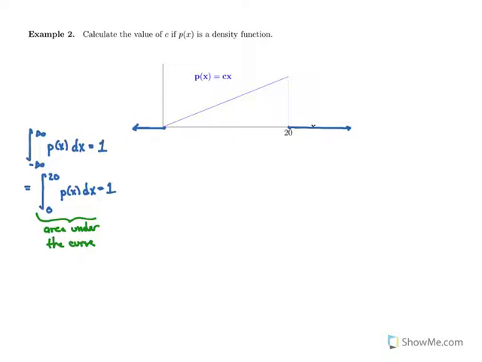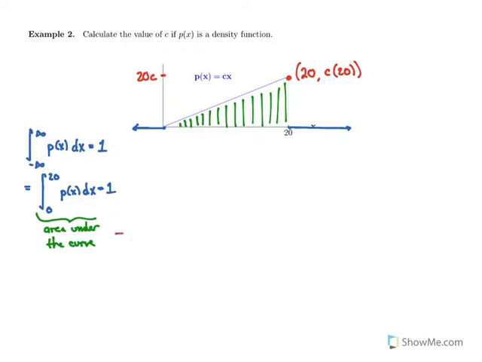So in order to find this value of c, we're finding this area. Note that this point right here is going to be the x value of 20 and the y value of plugging 20 into that function, c times 20. So that means that this y value here is c times 20.